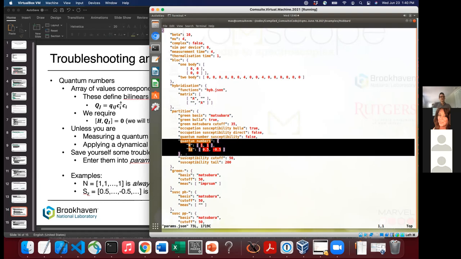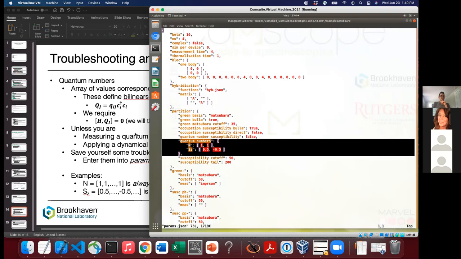which is nice because what you think is a quantum number might not be an actual good quantum number for this interacting Hilbert space. And CTQMC will crash because it thinks you need these to do things in the algorithm. So if you're not using quantum number susceptibilities or dynamical interactions, you can leave this out. And you can put it in for the post-processing step.